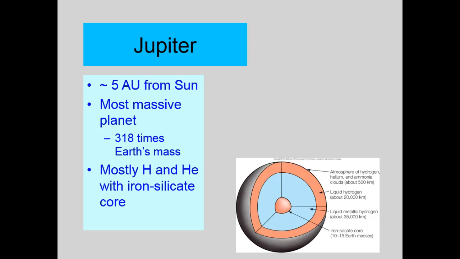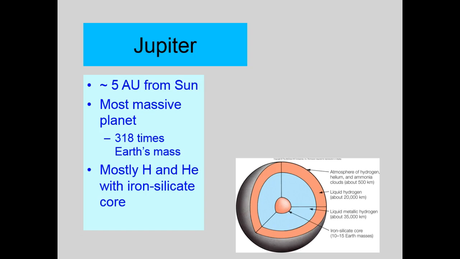Here's a picture of that. The iron silicate core. Now this little core in the middle of Jupiter is still 10 to 15 times the Earth's mass. You could get 10 or 15 Earths in that core, just in the core. That's incredible. So there's more iron in Jupiter than there is on Earth by a long shot, but it's all in that core.